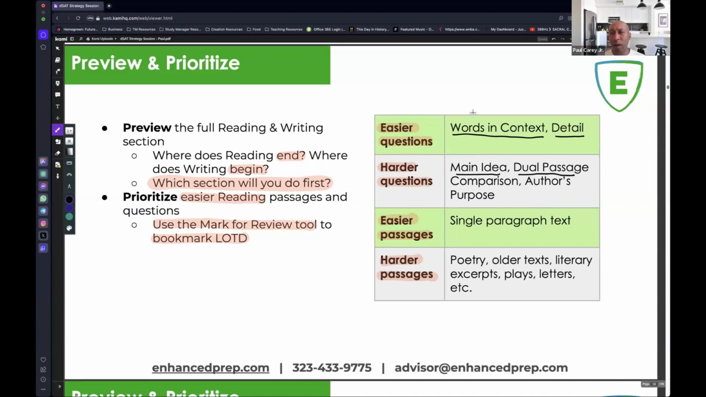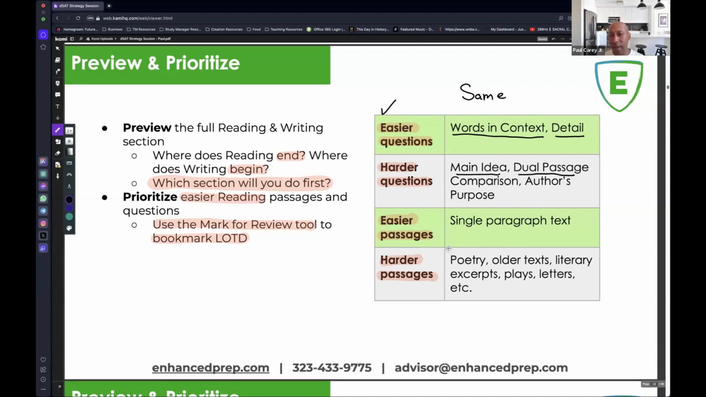So we want to make sure that we're always doing the easy ones first, because we know that they're all worth the same amount, right? So if you get a hard question right, if you get an easy question right, it does not matter. They're going to be worth the same amount. So let's get the easy ones right first. And then if we have time to get through all the hard ones, we can go to those next.